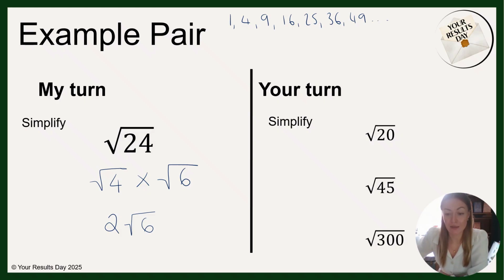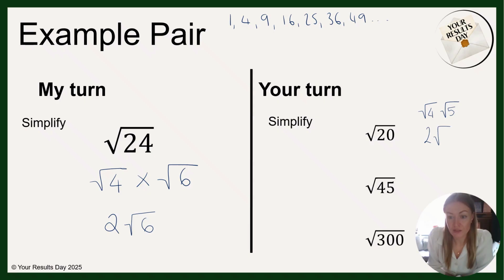Pause the video and hit play when you're ready to see the answers. For the square root of 20, I'm once again going in with the square root of 4 being the biggest square number, and 4 times 5 makes 20. The square root of 4 simplifies to 2, so my final answer is 2 root 5.